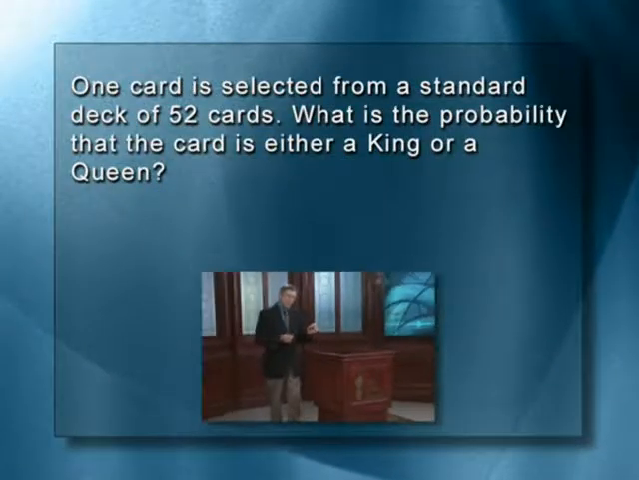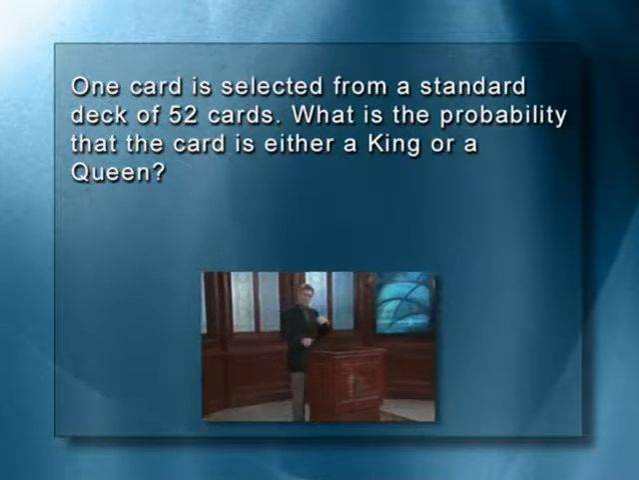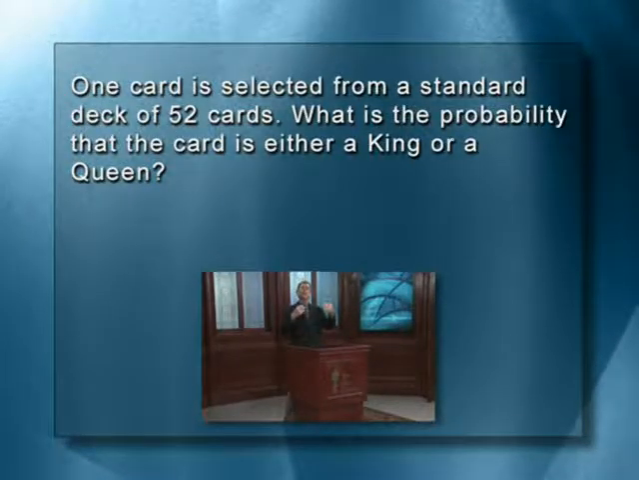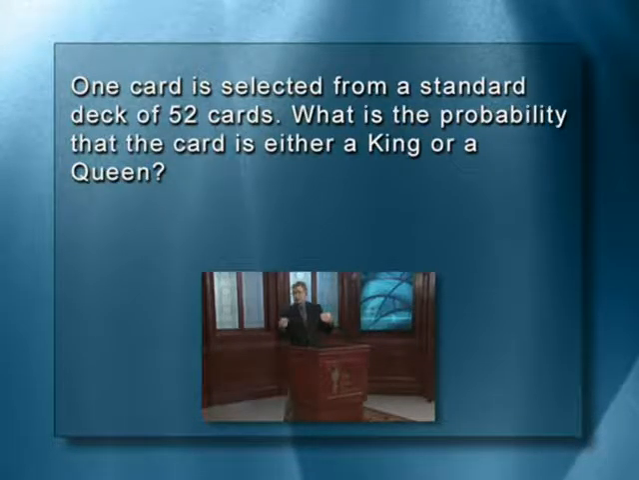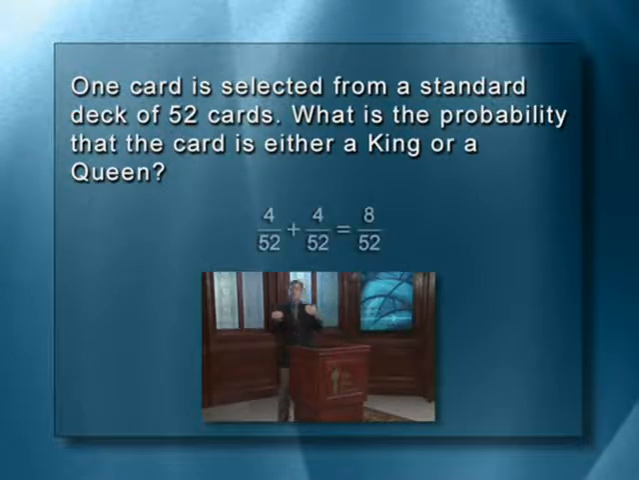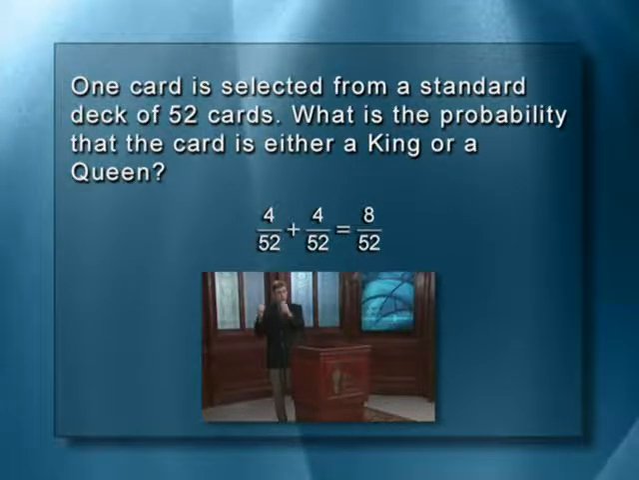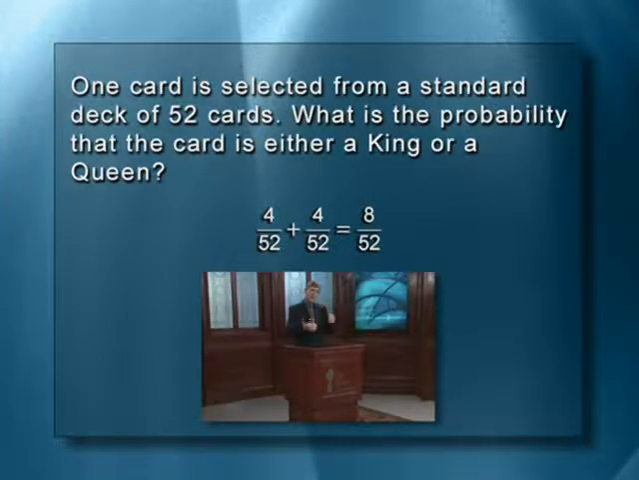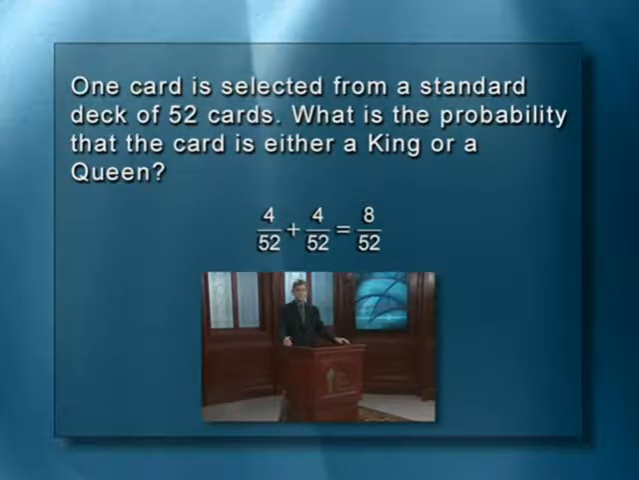Well, the probability of being a king is 4 out of 52. There are 4 kings in a deck. And the probability of a queen is also 4 out of 52. These are called mutually exclusive events. Kings are not queens and queens are not kings. There are no outcomes in common. So all you would do is add up 4 over 52, the probability of getting a king, plus the probability of getting a queen, and that's 8 out of 52. So that's the probability of getting a king or a queen.